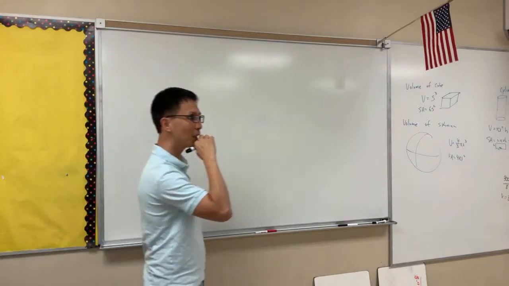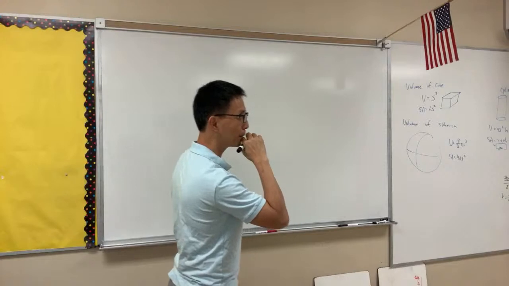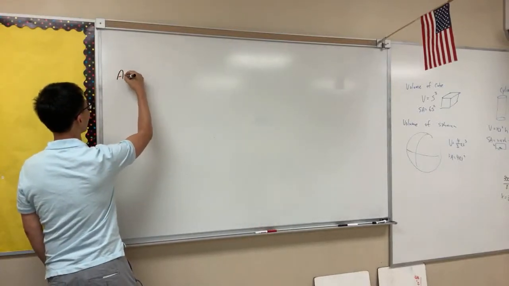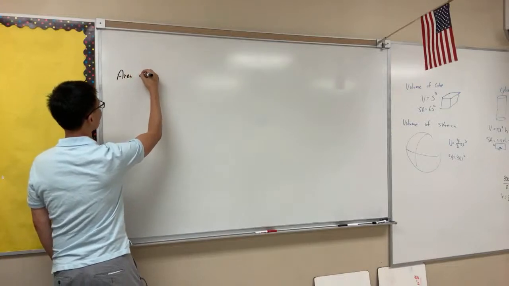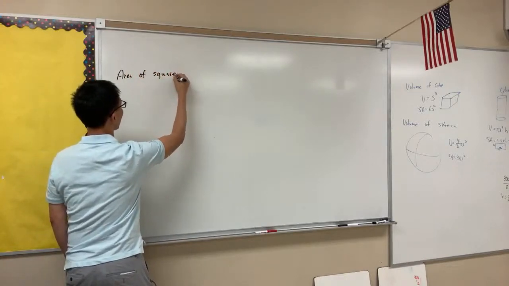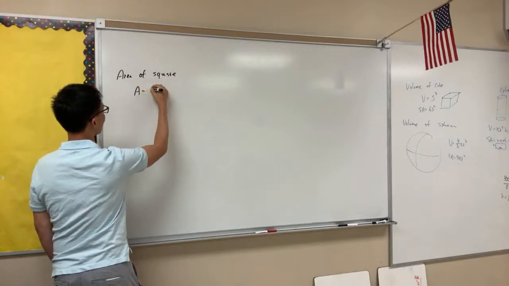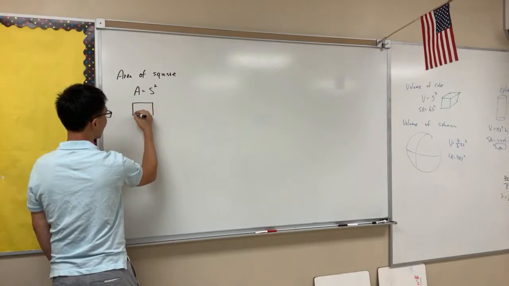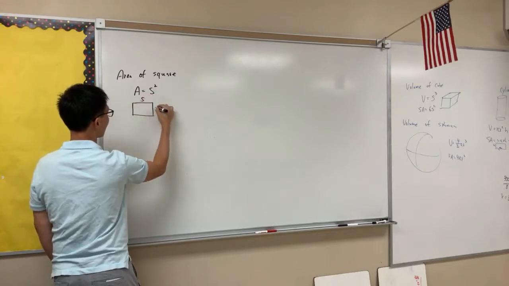Donald Trump. Okay, so now let's talk about area. What kind of area do you have to cover? Area of a square, so that's easy. Area of a square is equal to side times side, which is side squared. So this is a very easy concept.